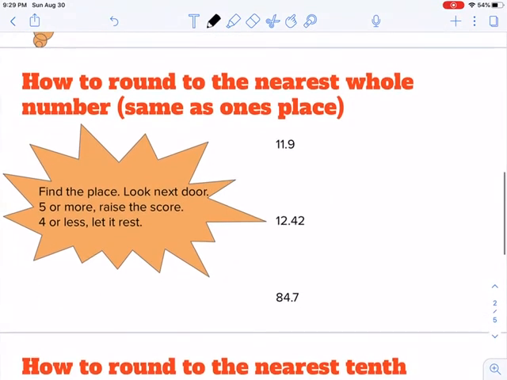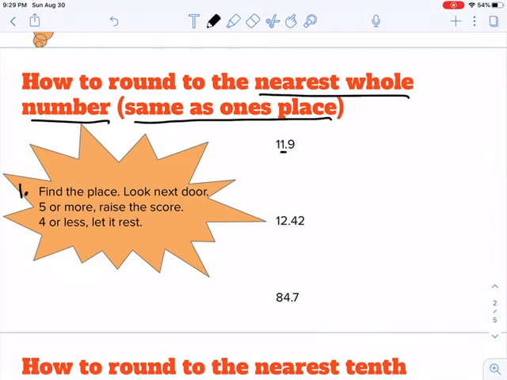So we're going to start by rounding to the nearest whole number. A lot of times the questions will say to round to the nearest whole number, but this is the same as if the question were to ask you to round to the ones place. So right here on the left side, this is the rule that we're always going to follow for rounding. First we're going to find the place. In all these questions right here, we're rounding to the whole number, which is the ones place. So we're going to underline it. This 1 is the ones place.